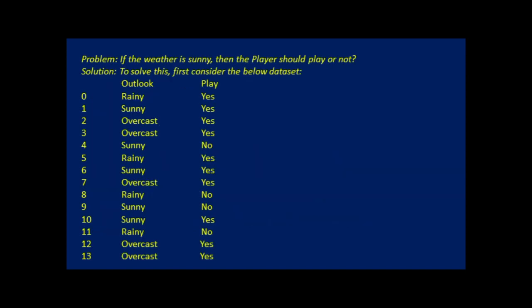See, girls, you can see the data set. This is the outlook data set, and there are 14 items from 0 to 13. There are the outlook categories. Here there are three categories: rainy, sunny, overcast. Whether we can play in the rainy season, yes or no; sunny season, yes or no; overcast season, yes or no. Could you understand? This is the data set. Now we are going to find whether in the sunny season the player should play or not.